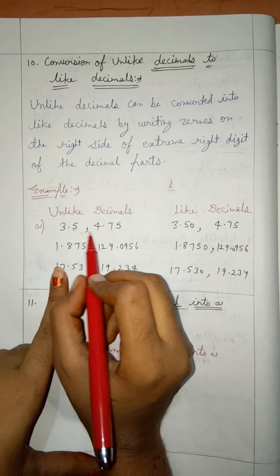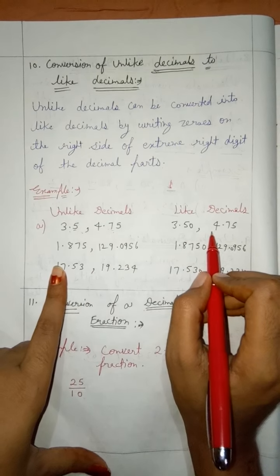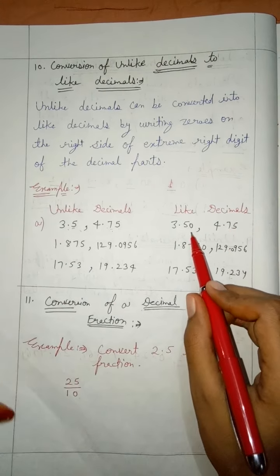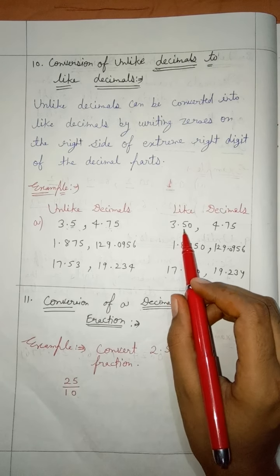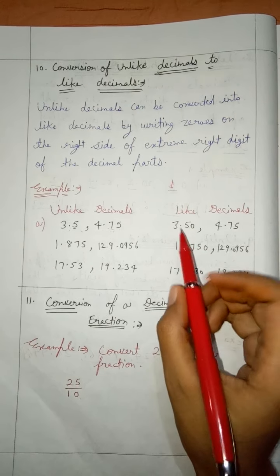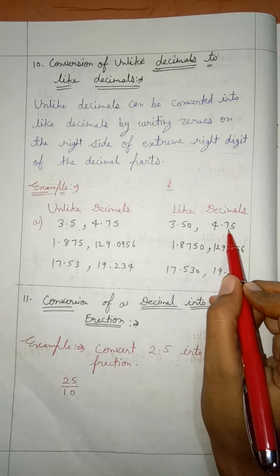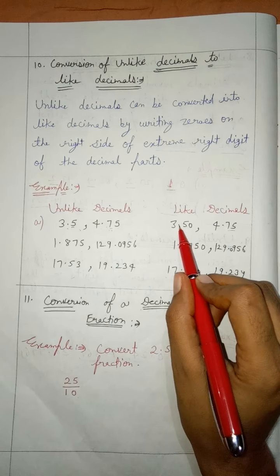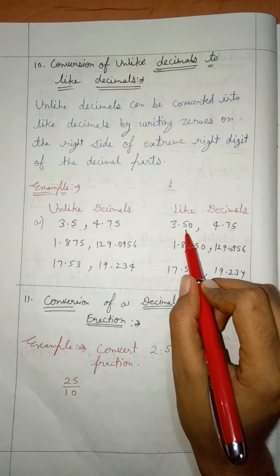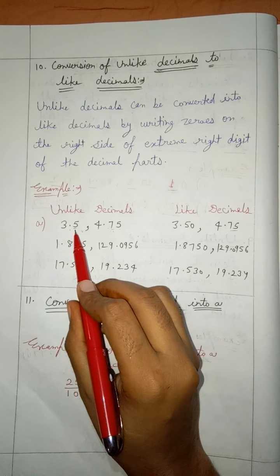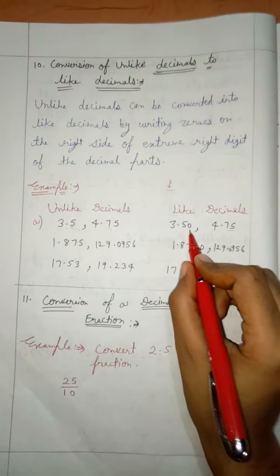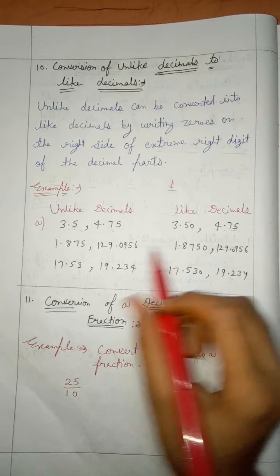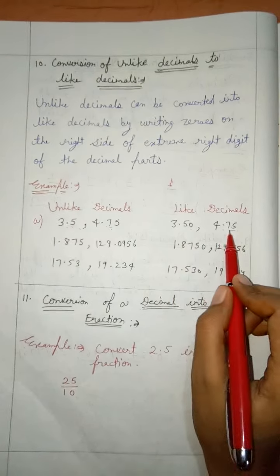How can we make unlike decimals into like decimals? To convert unlike decimals into like decimals, we can put 0 to the right side of the decimal part. We know how many digits there are here after the decimal: 2 digits, but in this given decimal number we have one digit. To make 2 digits, we can put a 0 here: 3.50, and the second one is 4.75. Now the decimals are converted into like decimals.